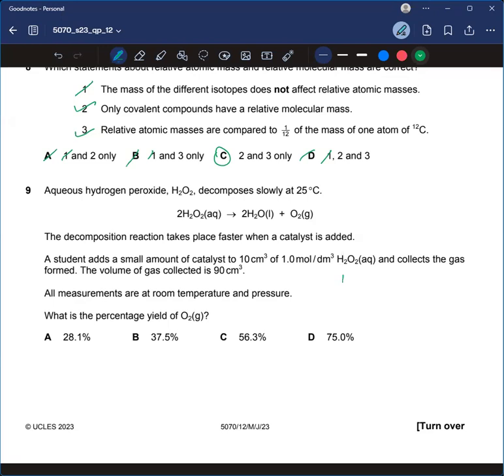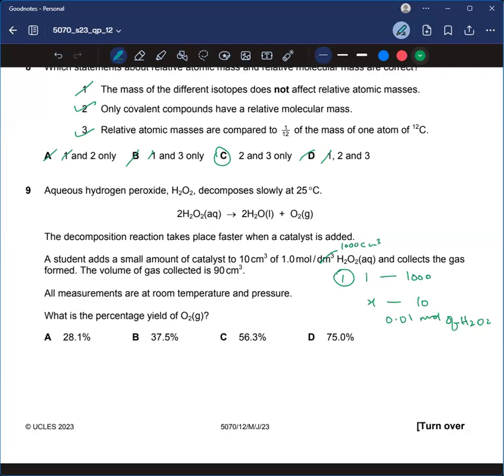All right. So first we'll find the moles of H2O2. That would be 1 mol per dm³. You know that 1 dm³ equals 1000 cm³. And 10 cm³, so X. So 10 times 1 divided by 1000 gives me 0.01 mole of H2O2.